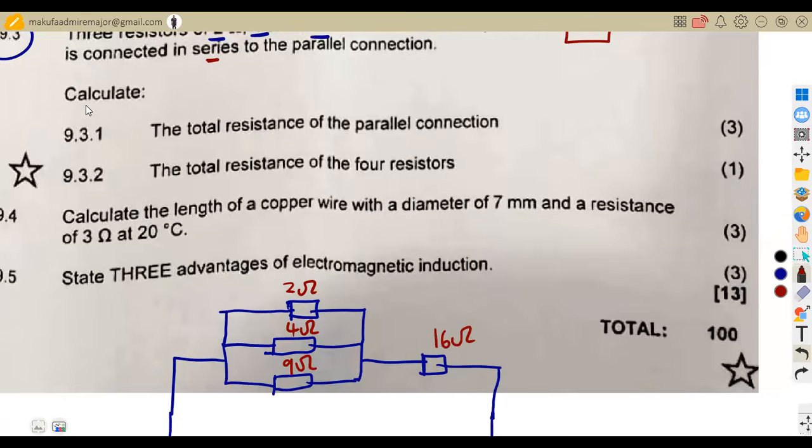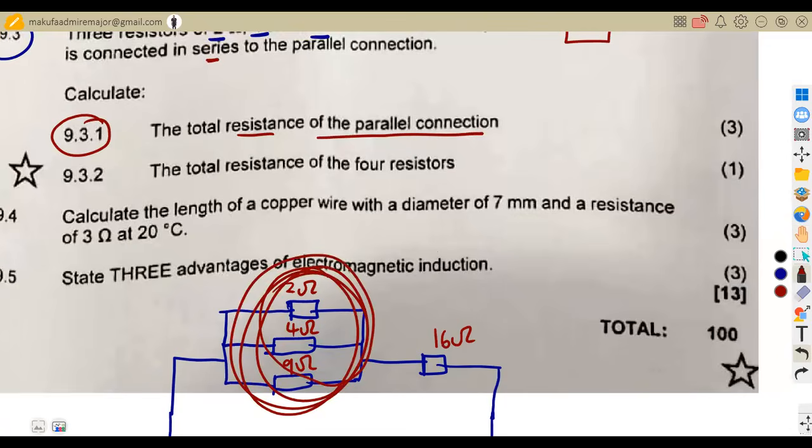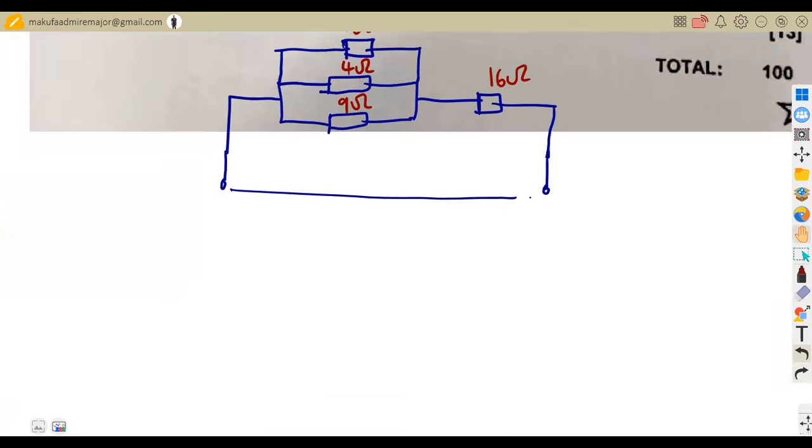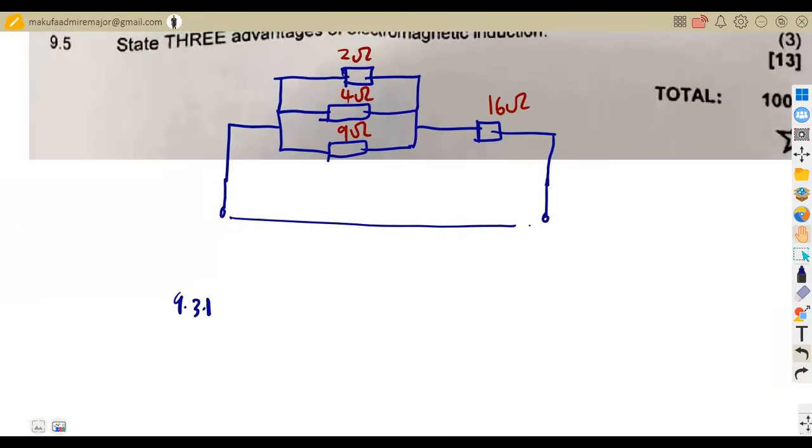So our question was to calculate 9.3.1, the total resistance of the parallel connection. They are just working with this part in parallel. Calculate the total resistance of that parallel combination. So how do you calculate the total resistance in a parallel combination? There are 3 resistors that we are talking about, so it's difficult to use product over sum. Yes, you can use product over sum for the first 2, then use product over sum again, but to avoid that, we can use the formula for a parallel combination.